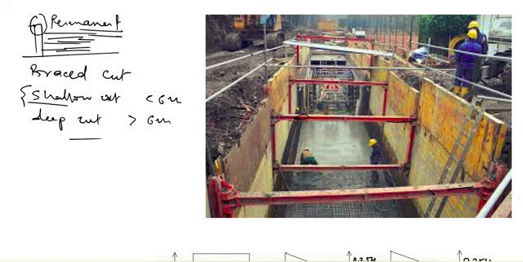So for shallow cuts there are standard units available, whereas for deep cut, when the depth is greater than 6 meter, we need to actually find this earth pressure and multiply it by the area so that we can find out the load on each of these units. So there has been a question on this, so that's why I have taken this. So some basic understanding should have been there.